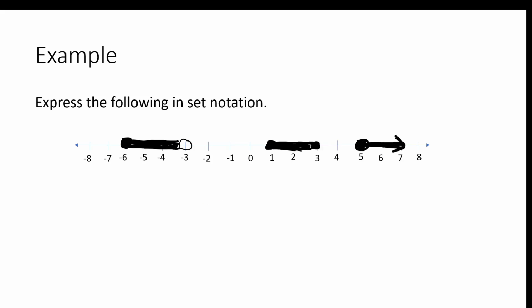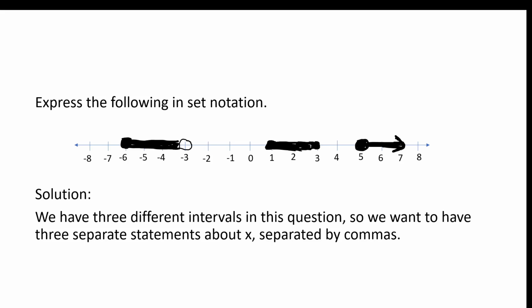Okay. Here, we'll make it a little bit quicker now. You have 3 different intervals in this question, so you want to have 3 different statements about x separated by commas. Remember, this one on the right goes infinitely far. That arrow goes infinitely. Sometimes people make the mistake of thinking it stops at 7 because the arrow does. But when you see an arrow like that in that context, it means you're shading in the number line infinitely long.